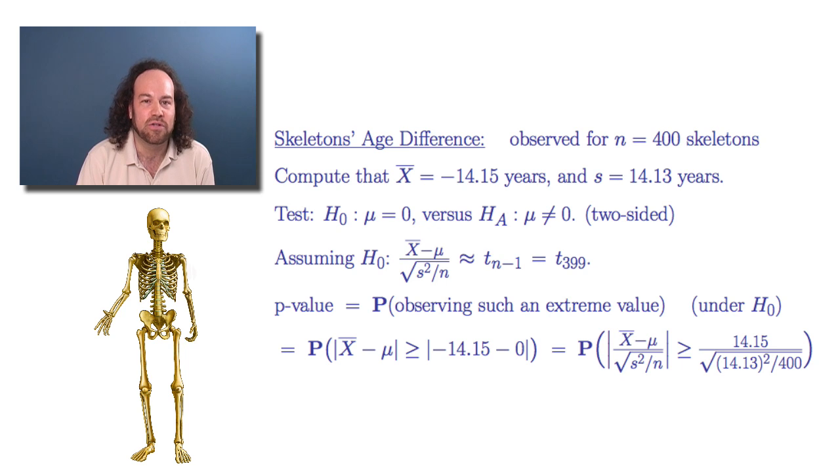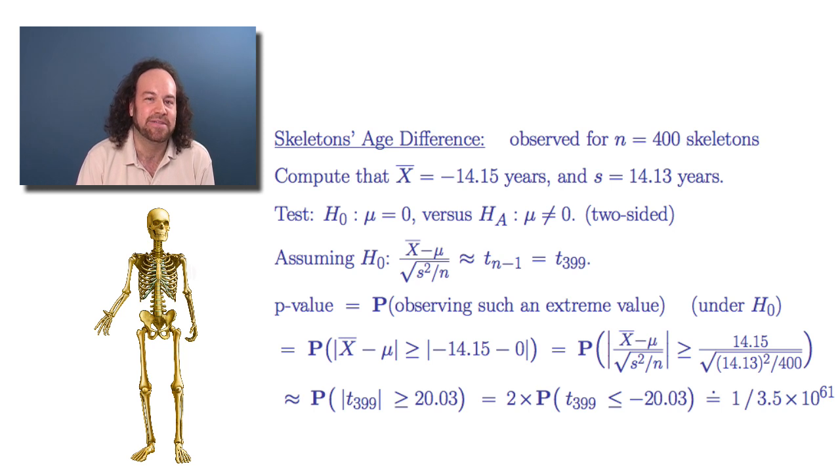Well, we can use our old trick. We divide both sides by the square root of s squared over n, and we eventually say it's the same as the probability that the absolute value of the t sub 399 distribution is bigger than or equal to 20.03.